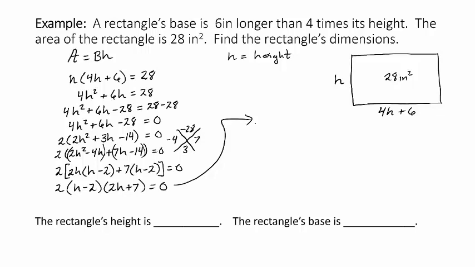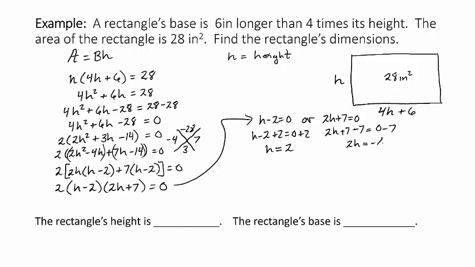Okay, since I'm out of room, I'm going to go up here. I've got a product now equal to 0. 2 can't be equal to 0, but h minus 2 could be, right? Or 2h plus 7 could be 0. Okay, so now add 2 to both sides. And we're left with h is equal to 2, right? And then over here with 2h plus 7, we have to subtract 7 from both sides. Plus 7 minus 7 equal to 0 minus 7. So we have 2h equal to negative 7. Divide both sides by 2. h is equal to negative 7 halves.